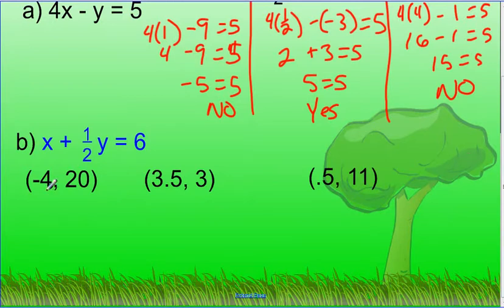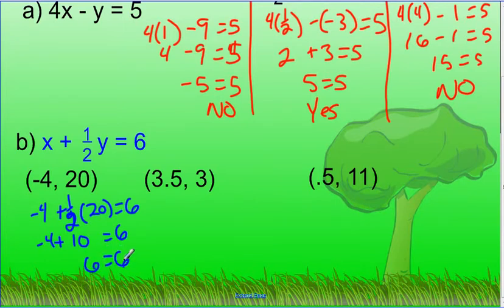Okay, so let's see. Negative 4 is the x value, 1/2, and 20 is the y value. So half of 20 is 10. And 6 plus negative 4, or negative 4 plus 10, that gives you a positive 6. So yes, that is a solution. So that point is a solution of that equation.